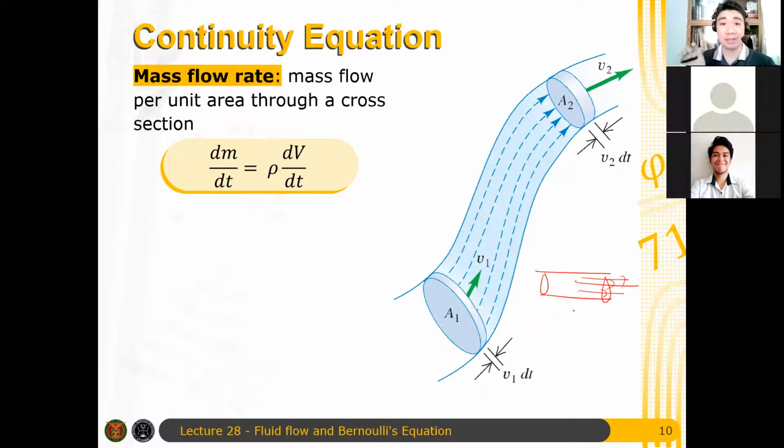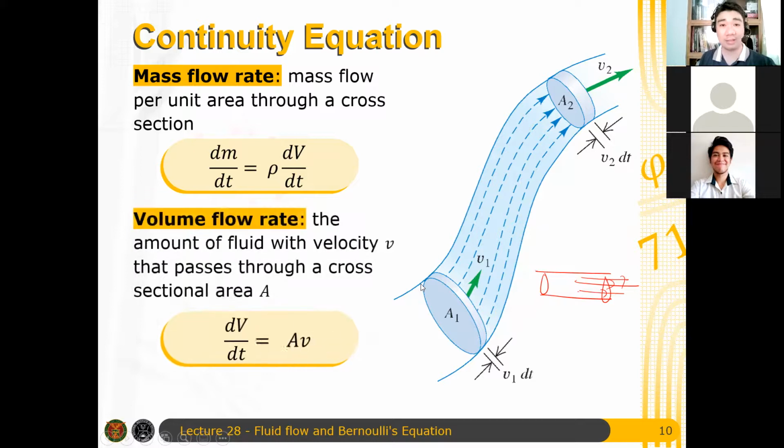Then, there is a certain amount of mass that will travel per time, per unit area. And that is the mass flow rate, dm/dt, which is just the density times the change in volume per time. And that dV/dt, the change in volume per time, is also known as your volume flow rate.